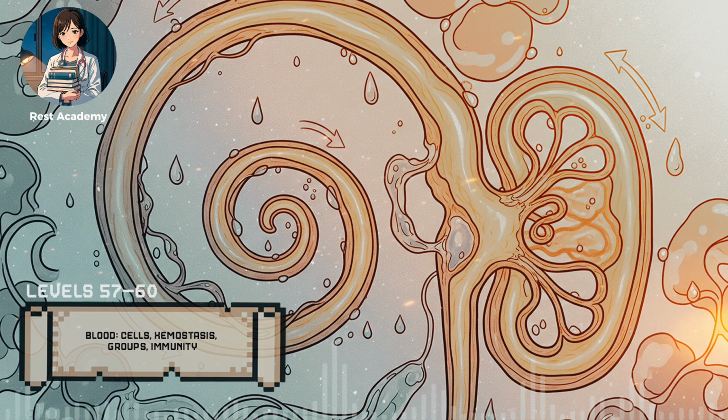Inherited or acquired disorders of platelets or clotting factors tilt this balance. Hemophilia A, factor VIII deficiency, and von Willebrand disease impair clot formation. Conversely, excessive activation of coagulation, such as in deep vein thrombosis or pulmonary embolism, can obstruct vital vessels. Clinical evaluation involves platelet count, coagulation studies, prothrombin time, activated partial thromboplastin time, and sometimes specific factor assays.